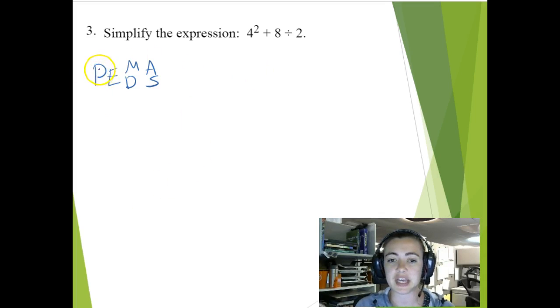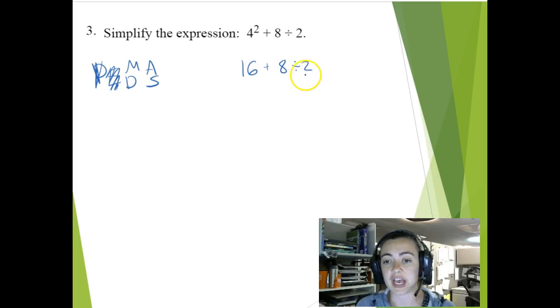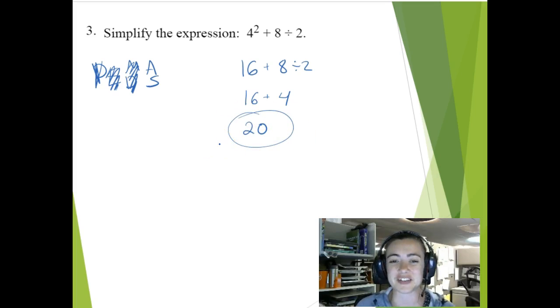So let's see, I don't see any parentheses or grouping symbols. I do see some exponents. So 4 squared, that means 4 times 4. 4 times 4 is 16. So I'll write that out. I don't see any more exponents. Now I get to multiplication and division left to right. So it looks like 8 divided by 2. 8 divided by 2 is 4. I don't see any more multiplication or division, so go to addition and subtraction. 16 plus 4 is 20. So that's our final answer there.